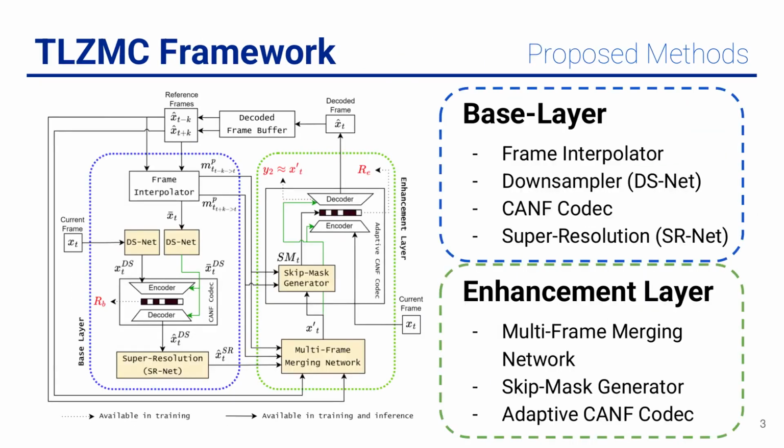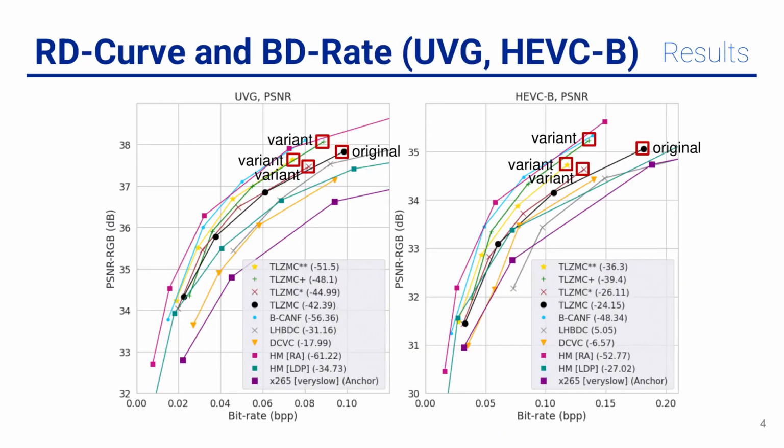We have two layers. The base layer, where we perform motion prediction, downsample and low-scale interframe compressions and super resolutions, and also the enhancement layer, with merging operations and original scale interframe compression. Our TLCMC components are modular and can be enhanced. Our RD curve demonstrates that the TLCMC variants can compete with the state-of-the-art DCVC result in certain video scenes.